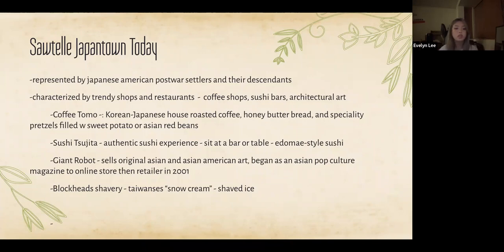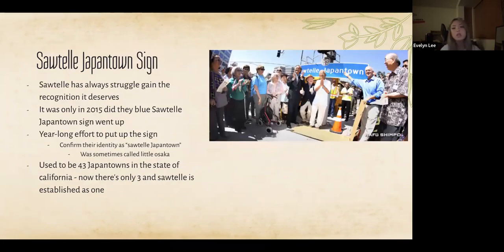So one of these would be Sushi Tejida, which is an authentic sushi experience. So you can sit at a bar or a table and it's an Edomae style sushi. There's also Giant Robot, which sells original Asian art and Asian American art. It originally began as an Asian pop-up culture magazine, then to an online store, and then a retailer in 2001. And then Blockhead Savory, which is a dessert place which has Taiwanese snow cream, which is shaved ice. So those are the things that are very specific to Japantown that often bring people to try these different things. And then another distinct characteristic of Japantown is the sign itself.